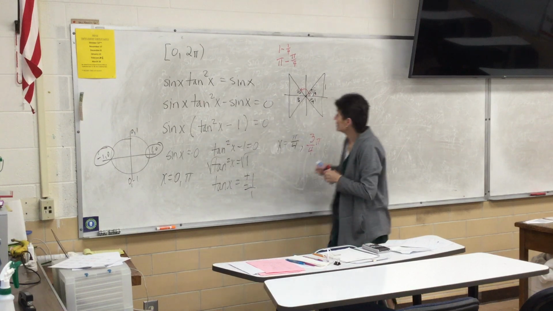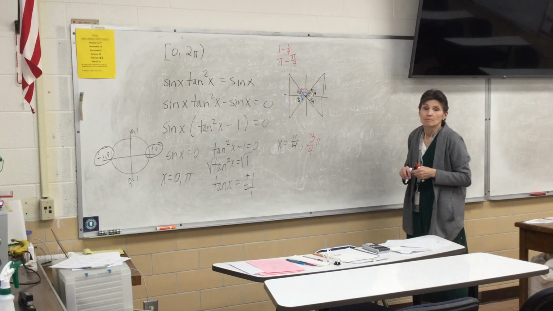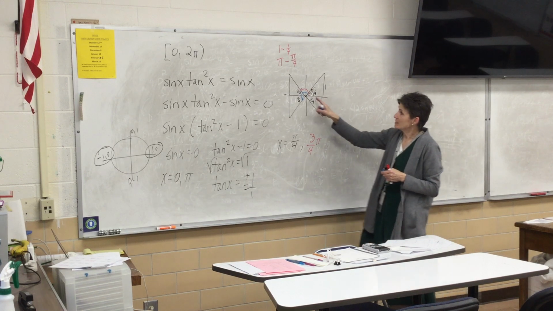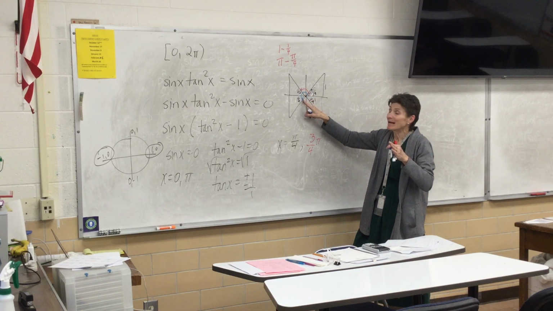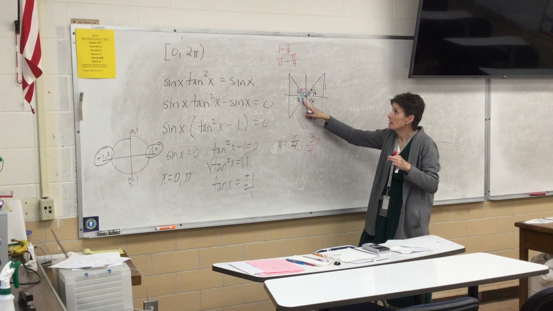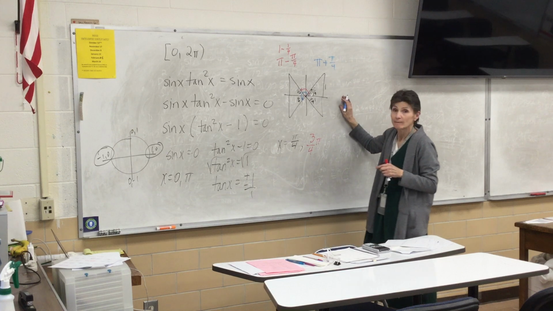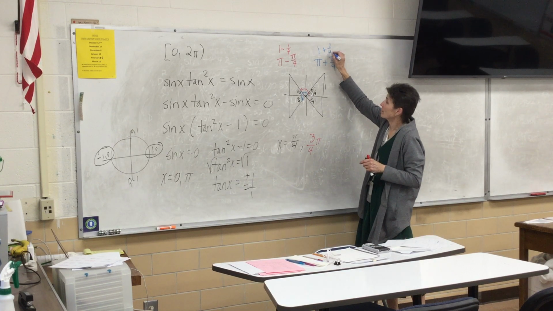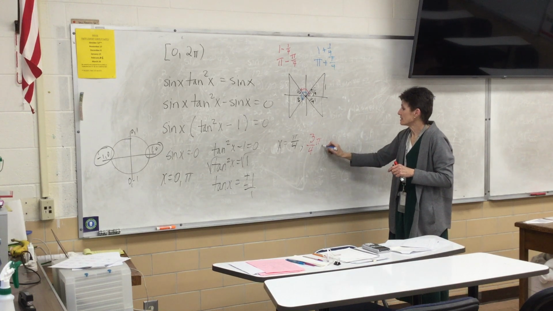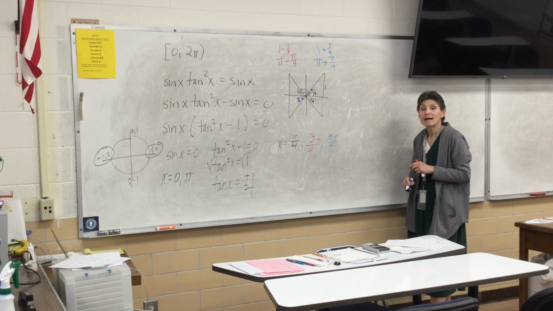Now what about this next one? What about this blue one here? Well, pay attention. That much is pi, and then I went an additional pi over 4. So that one is pi plus pi over 4, which is 1 plus a fourth, which is 5/4 pi. 1 and a fourth.